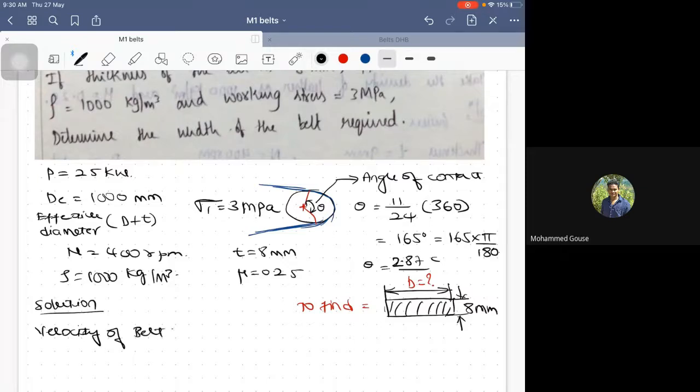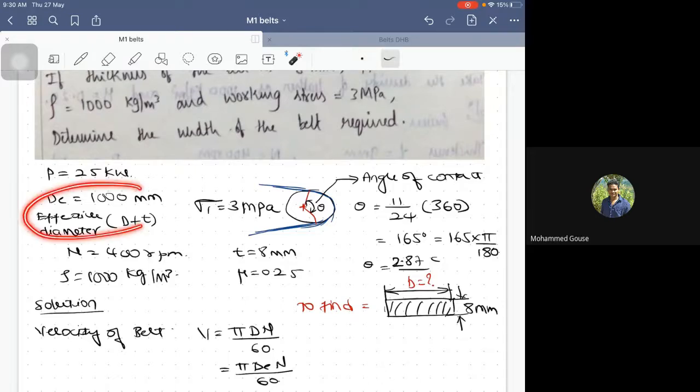Now this is a very tricky problem. See, V is equal to pi D N by 60. Here he has directly given us the value of the effective diameter. Should I add t again to this? Should I add D_e plus t? No. Please be very careful. He has given us the effective diameter, which is a cumulative of thickness. Already it is a cumulative of thickness. So you shouldn't add the 8 mm again.